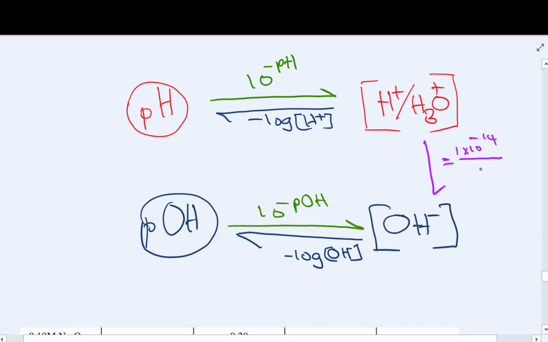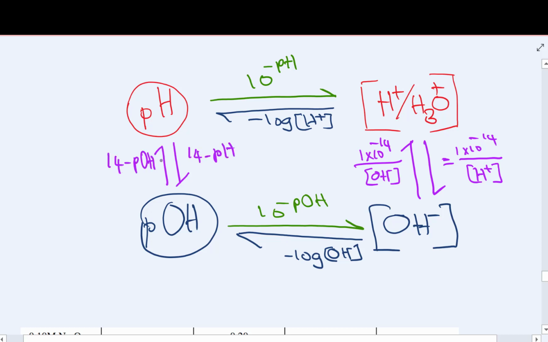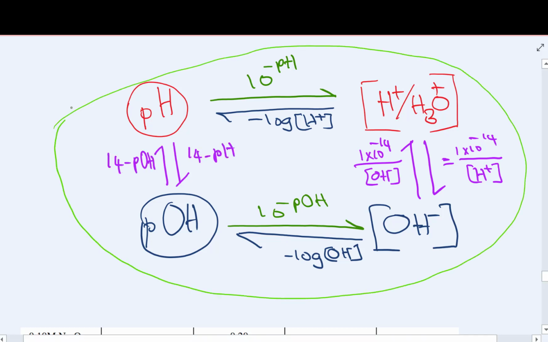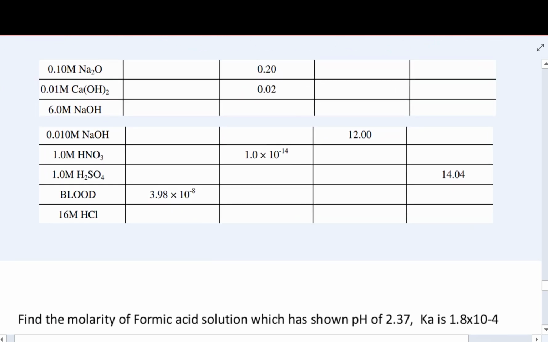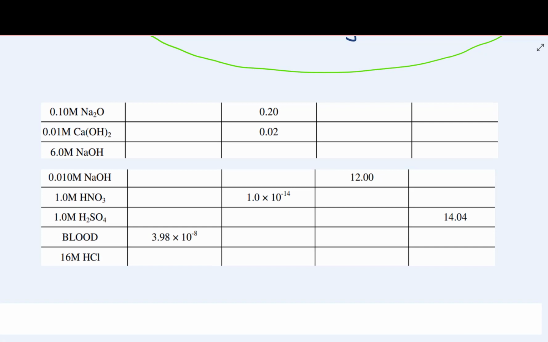Now H3O to OH: 1 times 10 to the minus 14 divided by the H plus concentration will give you OH minus. Reverse, 1 times 10 to the minus 14 divided by OH minus will give you H plus. And here the pH, 14 minus pH will give you pOH, and 14 minus pOH will give you pH. So that's the table, sort of scheme, you need to have nearby you. So keep it on your desk and practice like this.